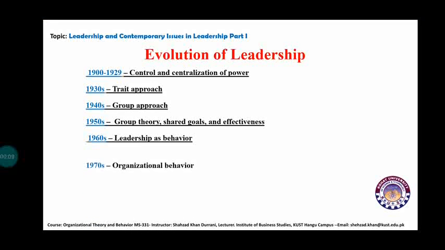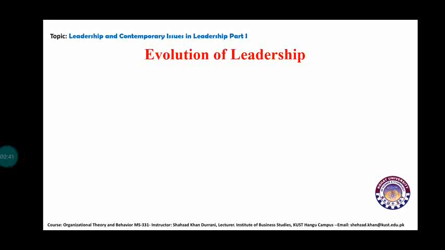In the 1970s, there came the organizational behavior, how the leader is behaving towards his or her subordinates in the organization, right? The people will work for you only if you are treating them well, right? If there is an element of trust, if there is an element of mutual respect, if there is an element of loyalty, right? So it's the concept of organizational behavior that came in the 1970s.